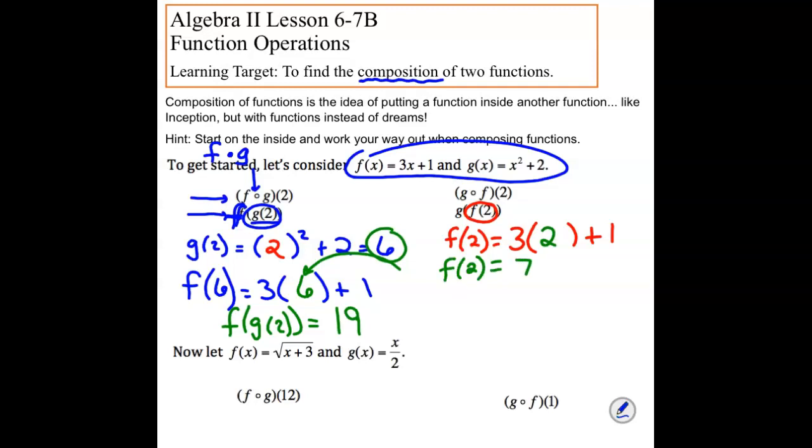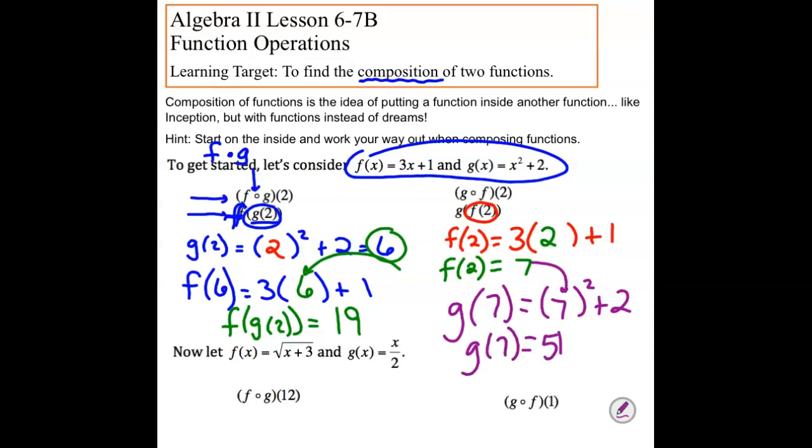Now we want to find g of that. So g of 7, we go to our g function, which is something squared plus 2, and we're going to put that answer in. That's 7. 7 squared is 49, plus 2 is 51. So g of 7 is 51. All right, and I'm going to actually rewrite this. Let's say g of f of 2 is 51.